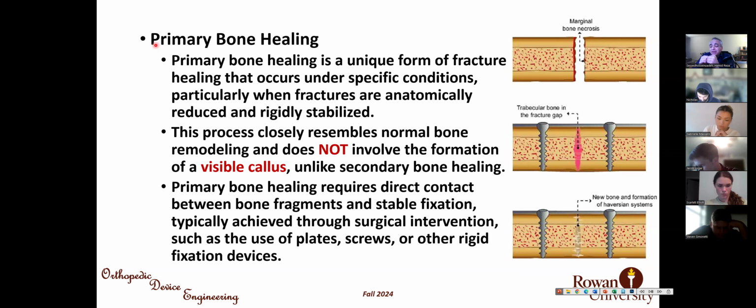Since they are attached together, no callus will be formed, and the resulting bone has the same shape as the original bone. It only happens in some specific conditions after our surgical intervention.